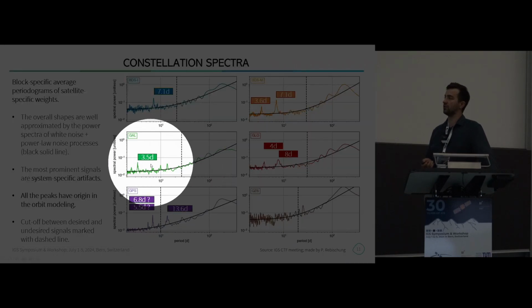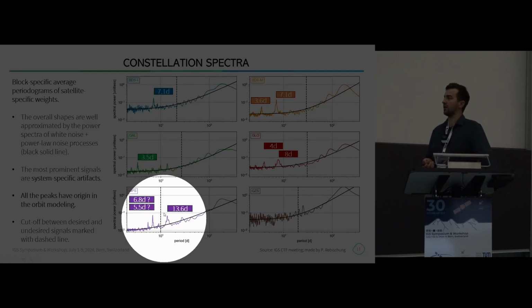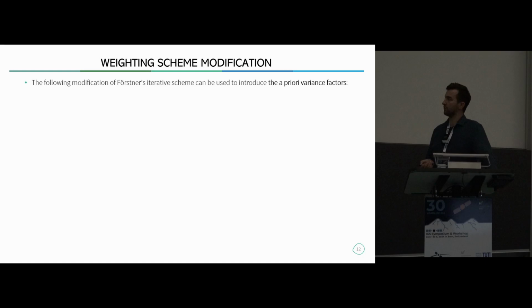And all these peaks have origin in orbit modeling, which were elaborated in different studies. So if we consider all these high-frequency signals as undesired, we can put this cutoff between desired and undesired signals, which is marked here with a dashed line. And we try to come up with an idea how to get rid of these undesired signals.